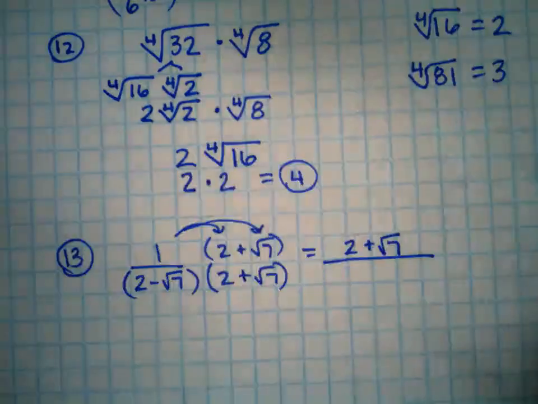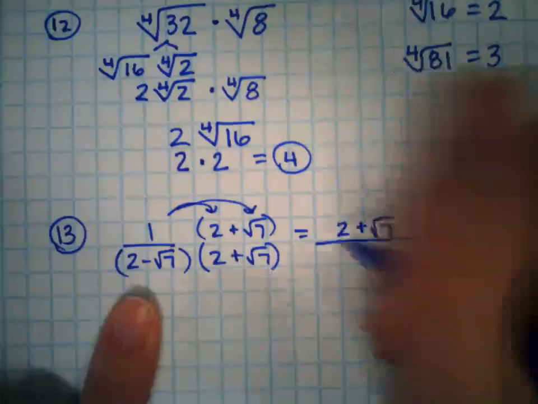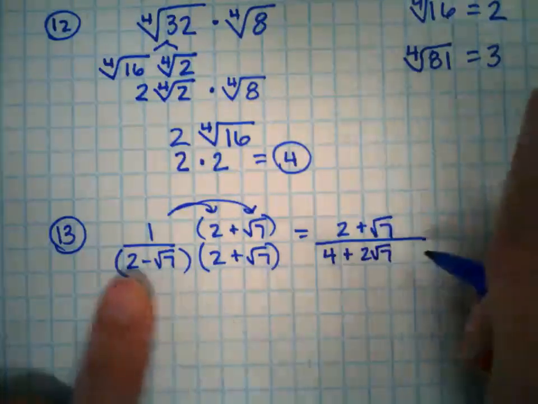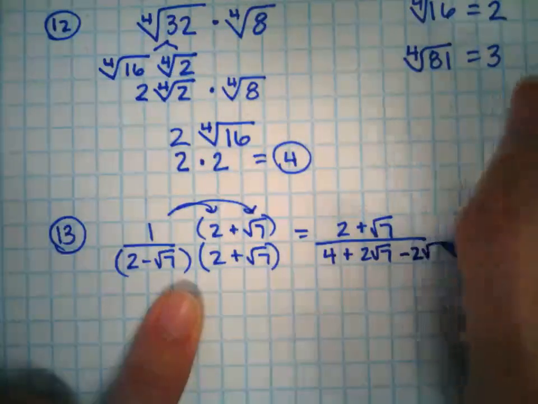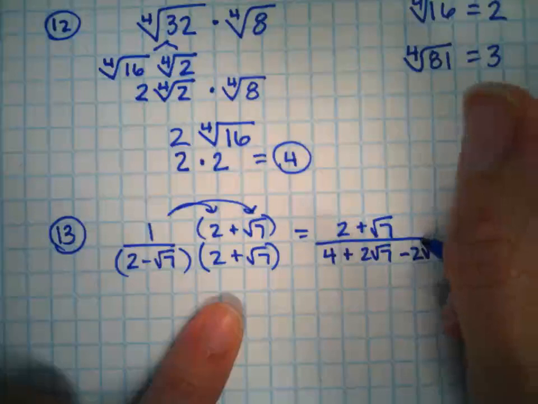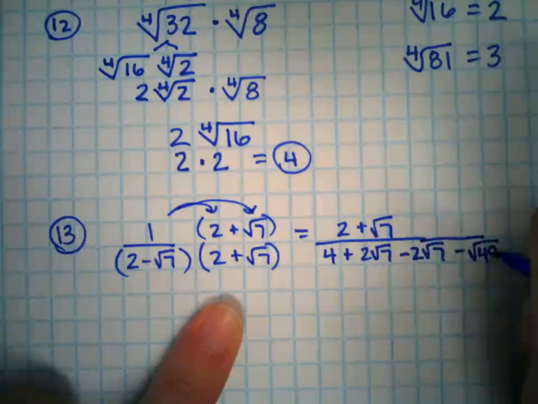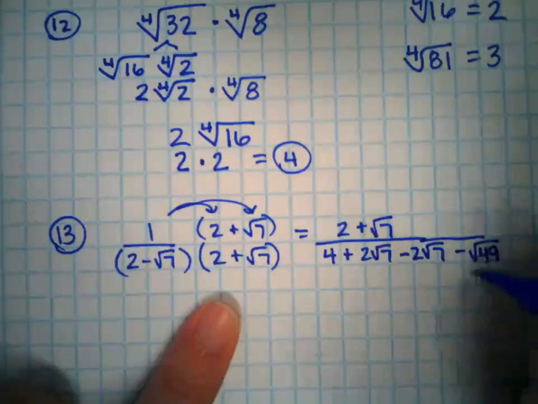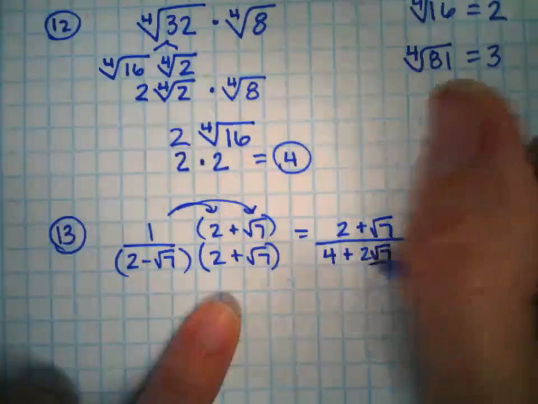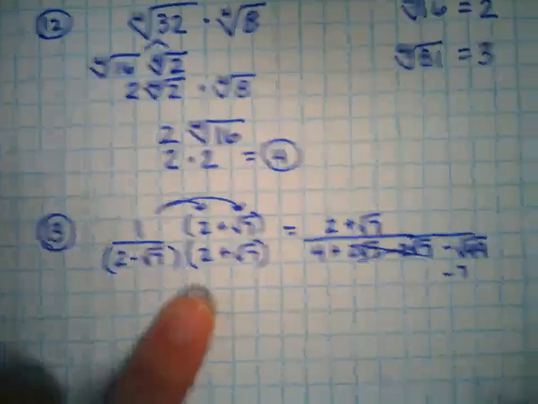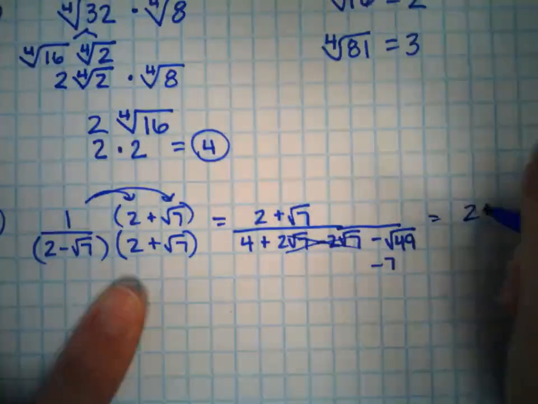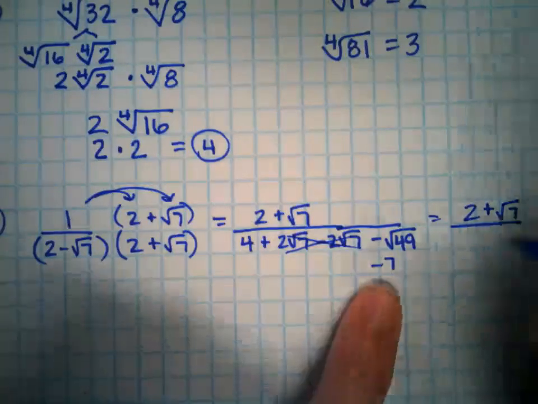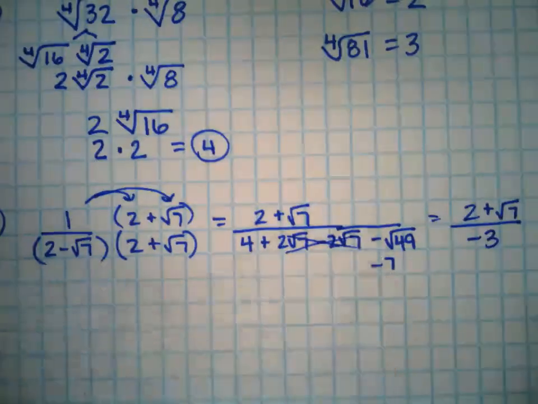On the bottom, we're multiplying these binomials. So 2 times 2 is 4, 2 times the square root of 7, and then minus 2 times the square root of 7, and then minus the square root of 49. If I simplify, this part becomes minus 7, and these cancel out. So in the top, it's 2 plus the square root of 7. In the bottom, it's 4 minus 7, so it's negative 3.